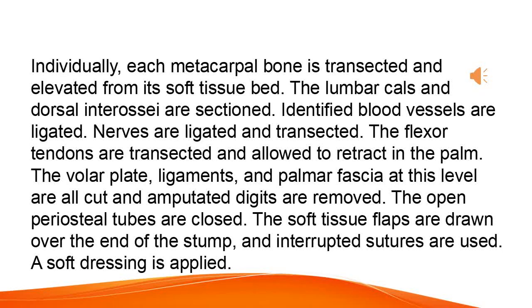The open periosteal tubes are closed. The soft tissue flaps are drawn over the end of the stump, and interrupted sutures are used. A soft dressing is applied.